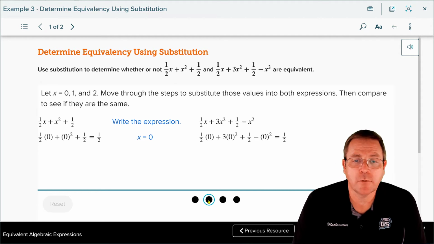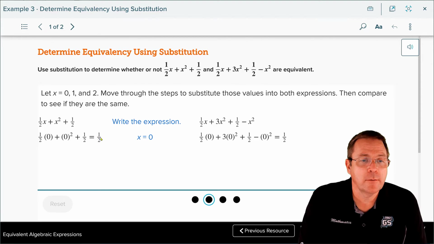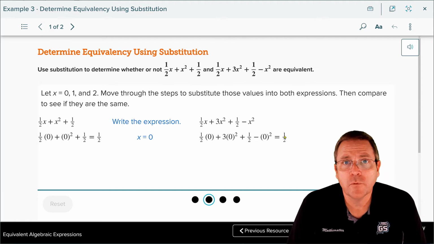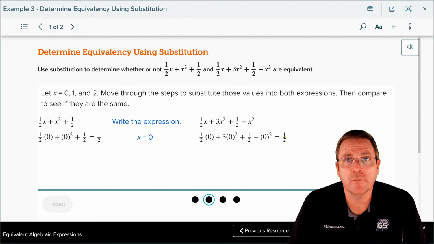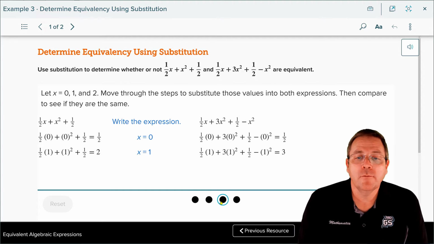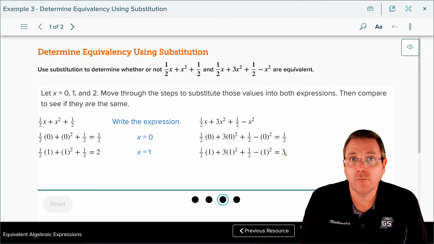And I'm sorry, they got 1/2 here and 1/2 here using both approaches. So far, it looks like they're going to be equivalent. What if they put in 1 for x? Well, if they put in 1 for x, they've got a 2 right here and a 3 right there.